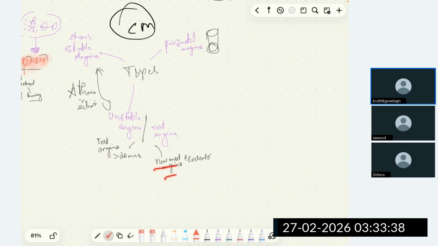Now, what is the cause for unstable angina? Unstable angina is caused due to atherosclerosis.